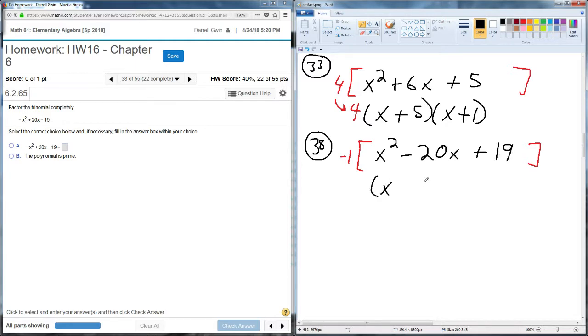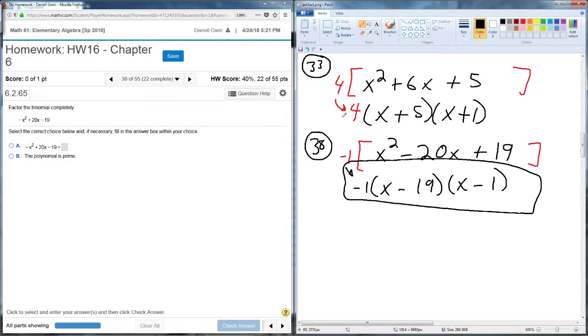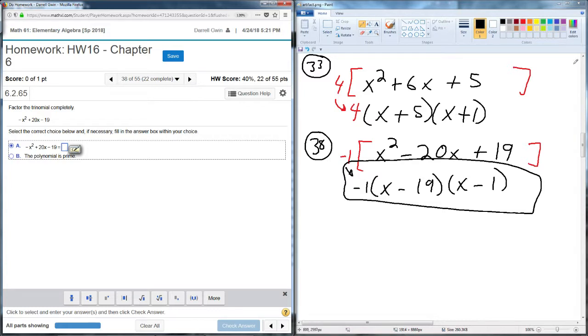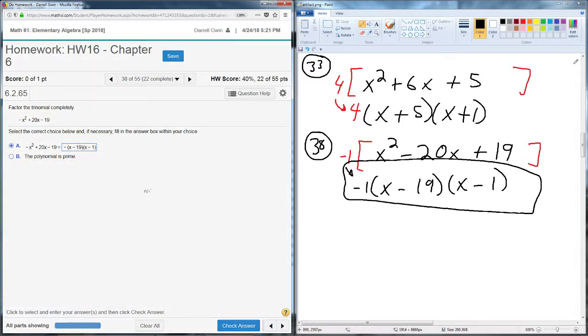Now we can just factor this. -19 and -1 adds up to -20. Don't forget the -1. Now I'm not going to type in -1, I'm just going to put a negative there. I'm pretty sure if you write -1 it should still count. X minus 19, x minus 1. I'm just typing it this way because that's the more formal way to write the -1 on the front, which is to simplify it to a single negative.